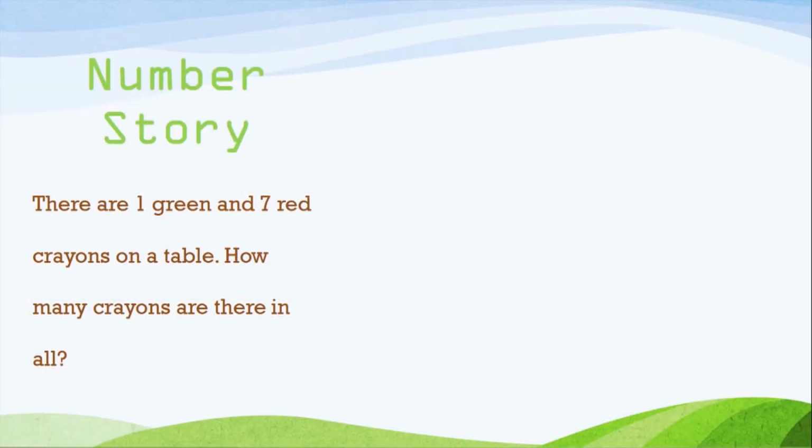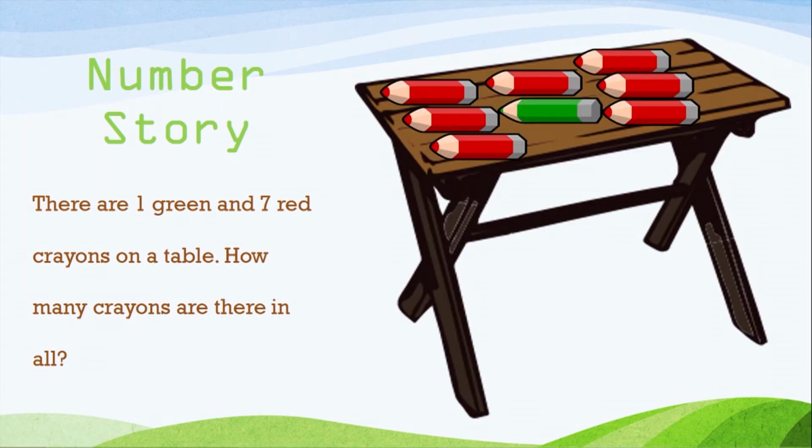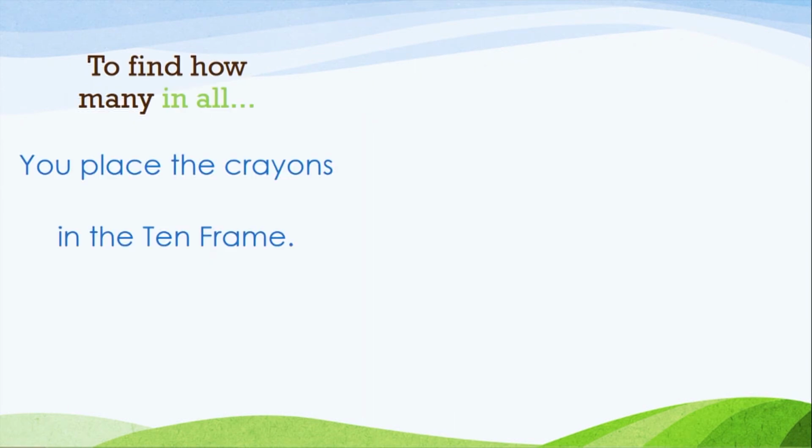You are doing such an excellent job. I think we could do one more number story and use our 10 frame. There are 1 green and 7 red crayons on a table. How many crayons are there in all? There's my table, and there are my crayons. To find how many in all, you place the crayons in the 10 frame.